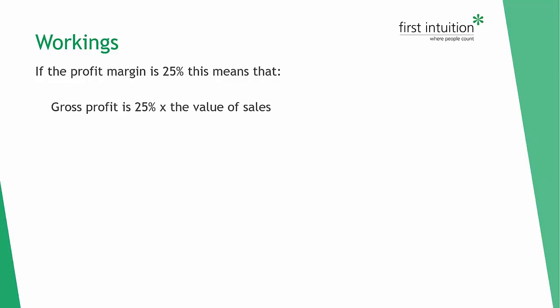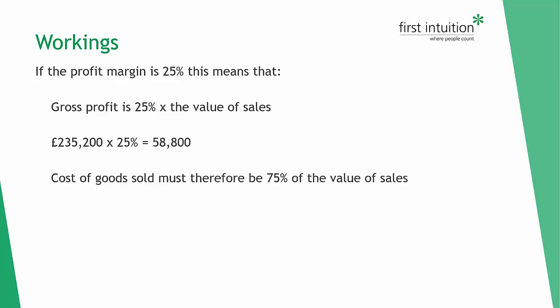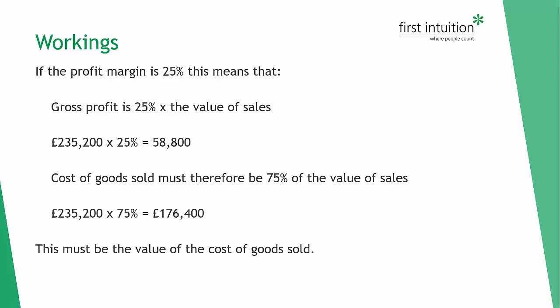Gross profit is 25% of the value of sales, from which we can conclude that our gross profit in this case, which we won't actually need, but I've worked it out, is going to be 58,800, which is 25% of 235,200. What's really important is that cost of goods sold is 75% of the value of sales, which is 176,400. That has to be the value of cost of goods sold. And that's the figure that we're going to use to unlock this little puzzle.